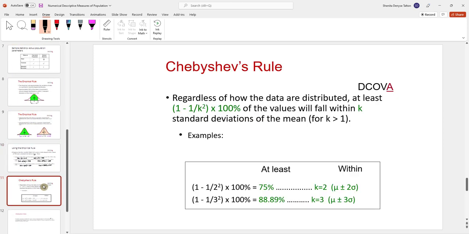Next, we'll talk about the Chebyshev rule. Regardless of how the data are distributed, at least 1 minus 1 over k squared times 100% of the values will fall within k standard deviations of the mean. And this is for k greater than 1. So examples, if you go out 2 standard deviations, according to this rule, you should expect at least 75% of your data values to fall within that range. And if you go out 3 standard deviations, you would expect 88.89% according to Chebyshev's rule.